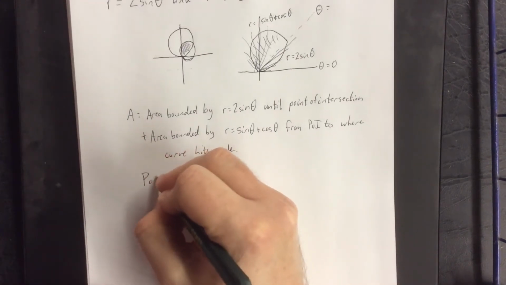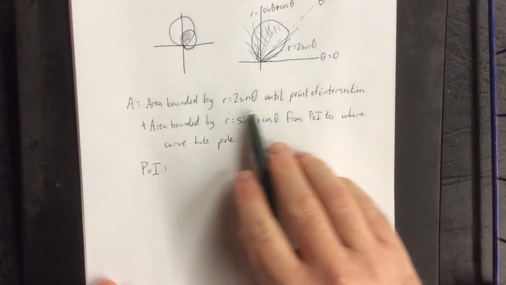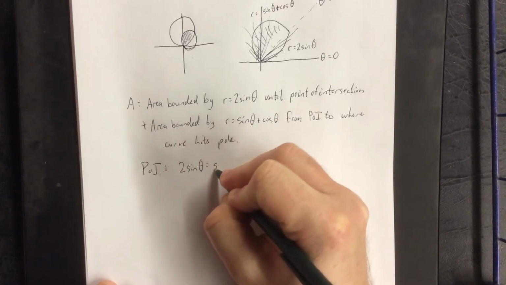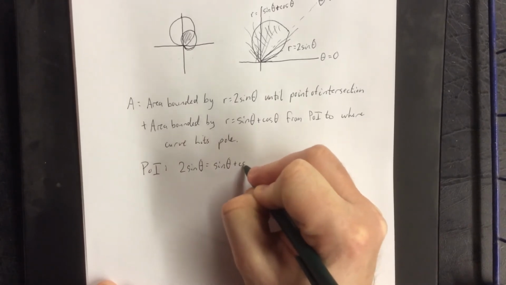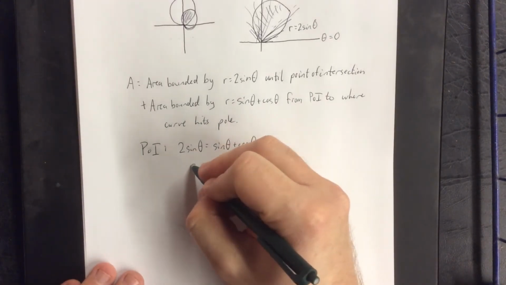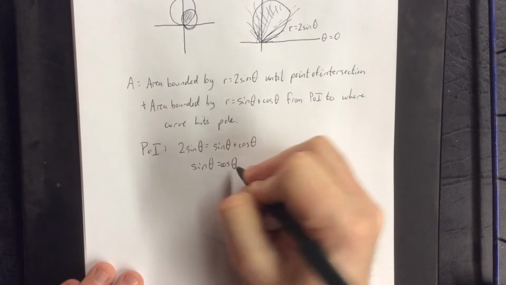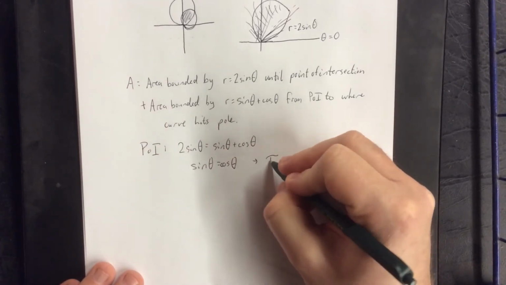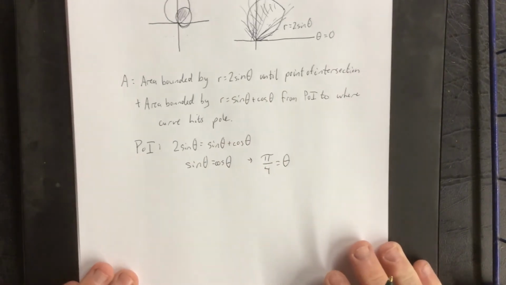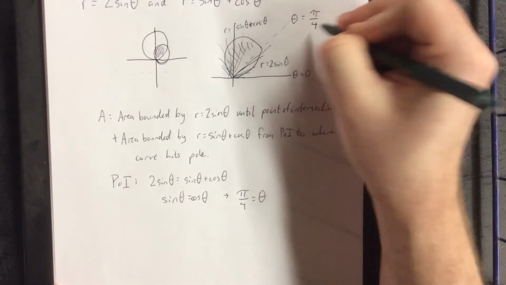So first, the point of intersection of the two curves. We get a point of intersection by setting these two curves equal to each other. So 2 sine of theta is equal to sine of theta plus cosine of theta. Subtracting the sine of theta from both sides, we get sine of theta is equal to cosine of theta. And there are two places on the unit circle where that happens. Only one of them is in quadrant 1. So the angle of intersection for these two curves is going to be theta is equal to pi over 4.